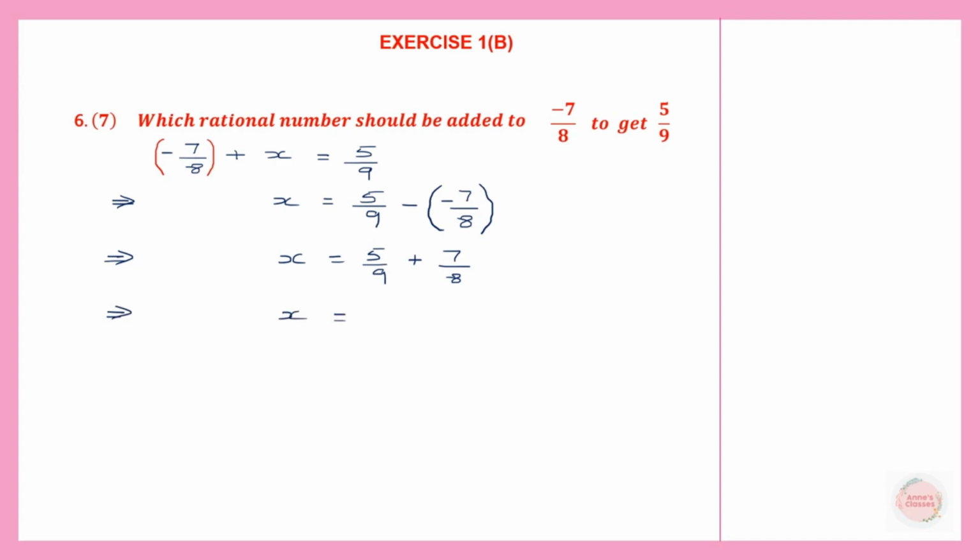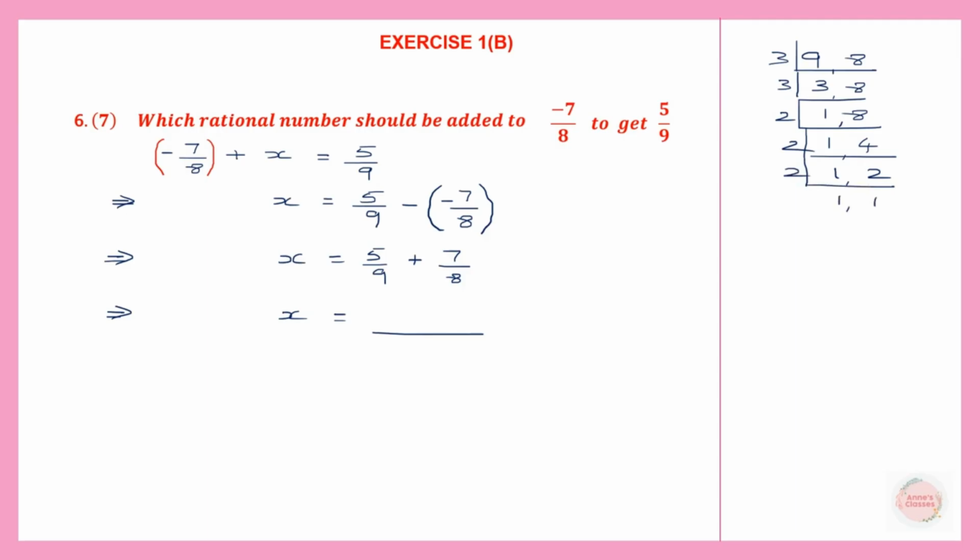X is equal to, we find the LCM of the denominators 9 and 8. 9 and 8, let's find the LCM. 3 3s are 9, 8. Again you continue with 3. 3 1s are 3, 8. Then you bring down, now we do it with 2. 2 1s are 2, 2 4s are 8. Continue with 2. 2 1, 2 2s are 8. Again with 2, 1 and 2 1s are 2.